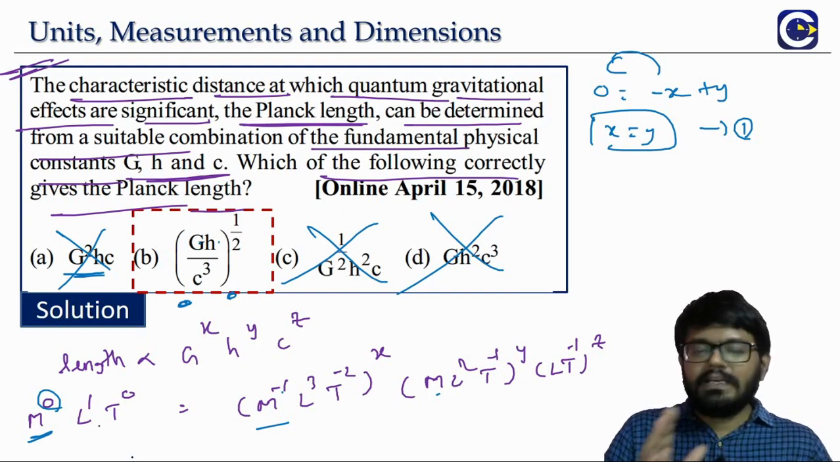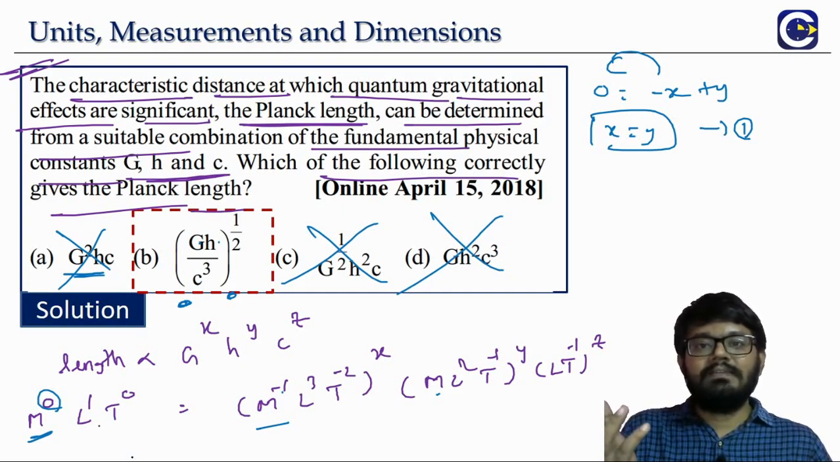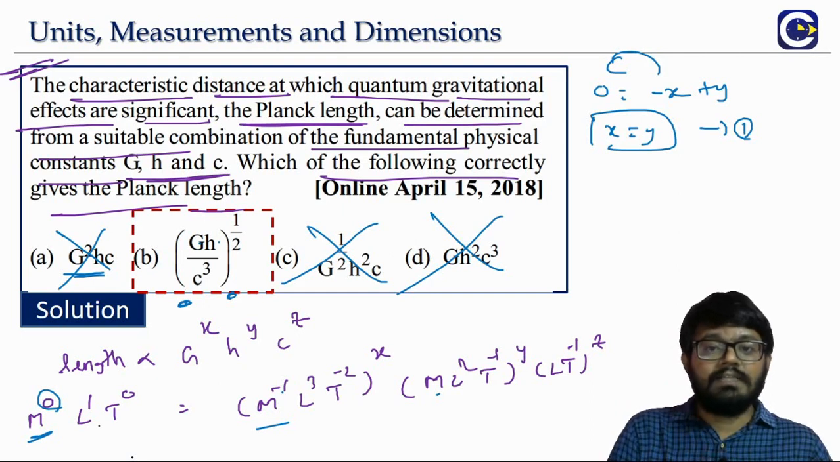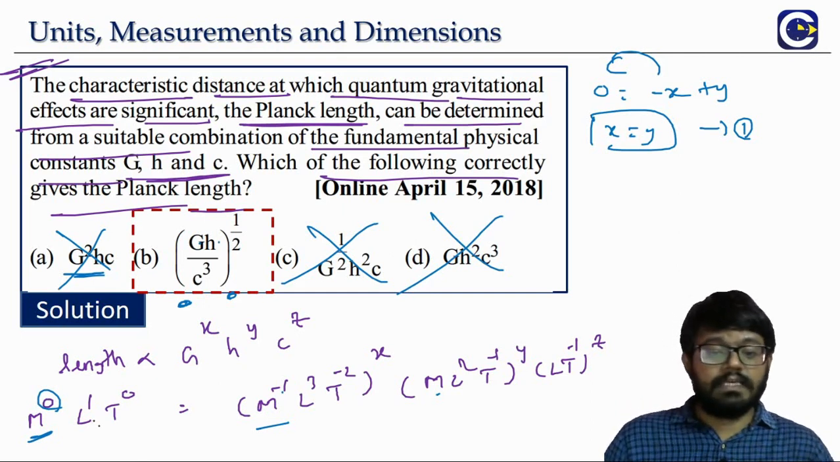But in the options that are given to us, only in one of the options, that is option B, only in that option, both the power of G and power of H are coming same. In the other options, the powers are coming different. So that is how we are able to conclude that the answer must be option B. But nevertheless we will check it also.